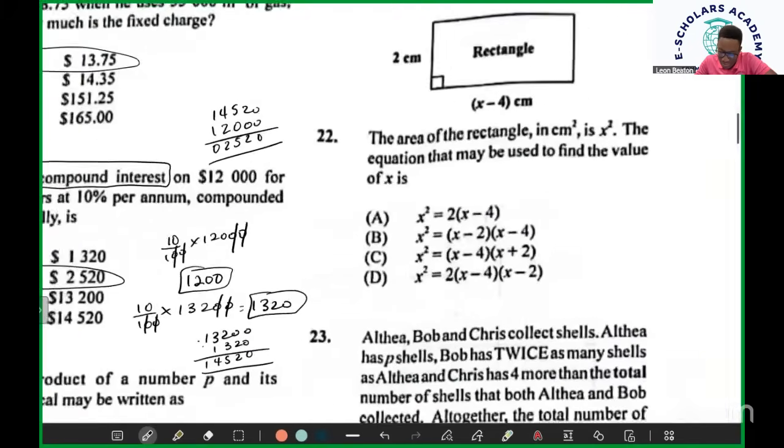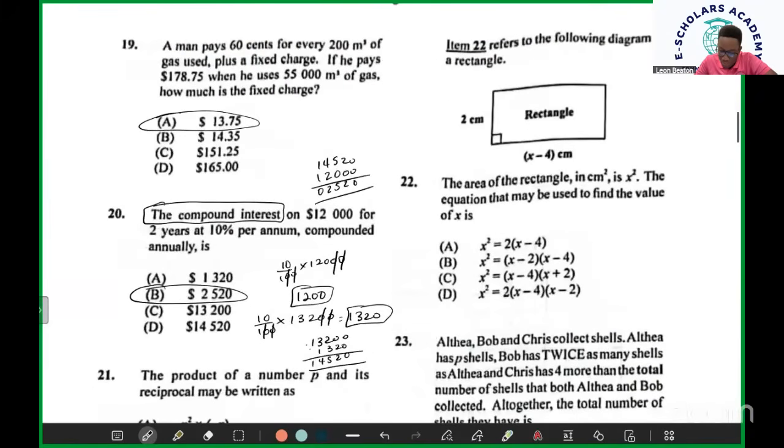This one, nice and easy, light work. Item 22 refers to the following diagram of a rectangle. The area of the rectangle is x squared. What equation can I use?